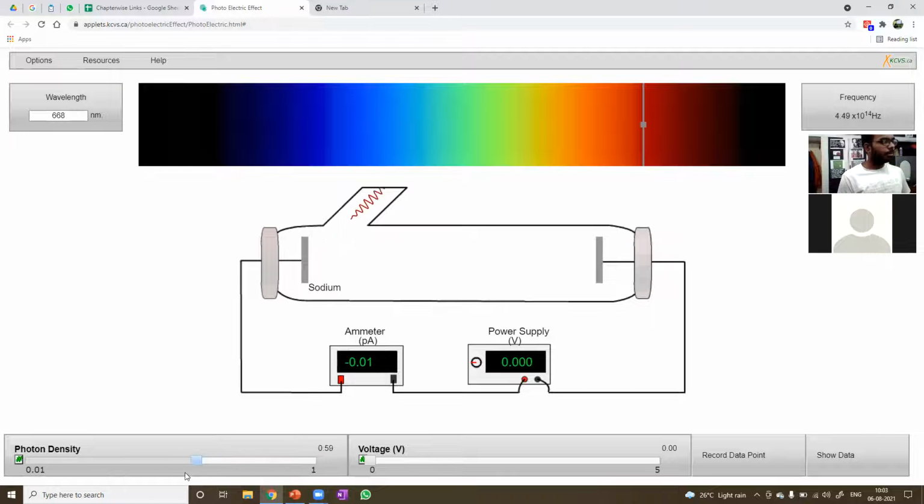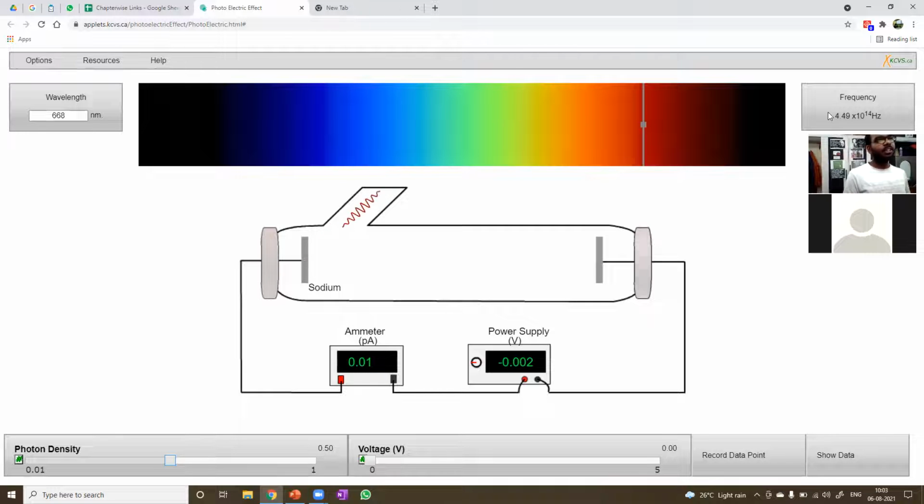Now let me put the intensity somewhere in the middle, 0.5. Now I start increasing the energy of this light. You can increase energy in two ways. One, by increasing the number of photons. More photons means more energy. That is nothing but increasing the intensity of light. Another way of increasing the energy is what? Increasing the energy of each photon by varying the frequency.